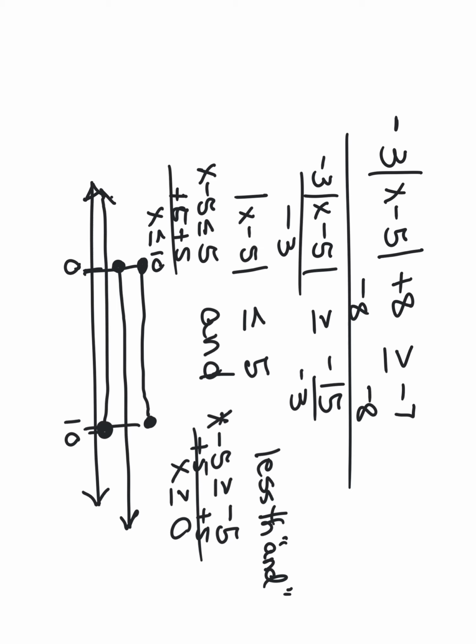To write my solution, it is going to be between 0 and 10. And because there is a closed circle on 0, that point is included, and I have to use a bracket to show it is included. Closed circle on 10 means 10 is included, therefore I have to use a bracket.